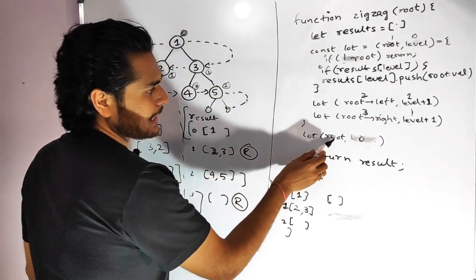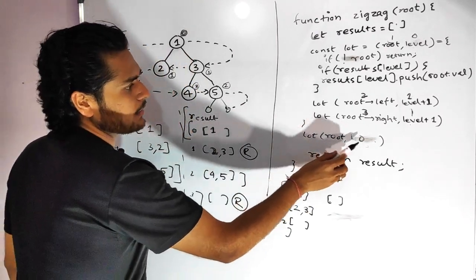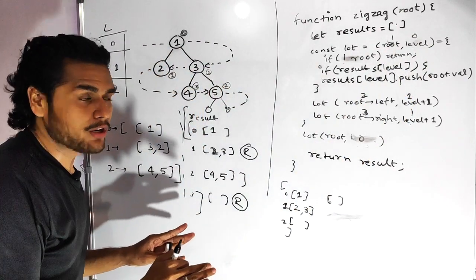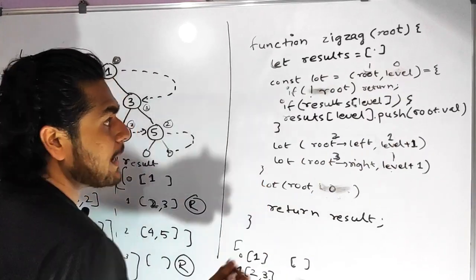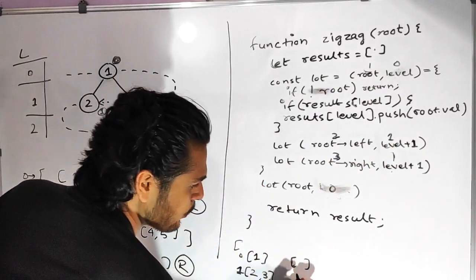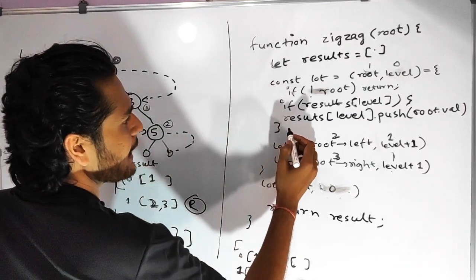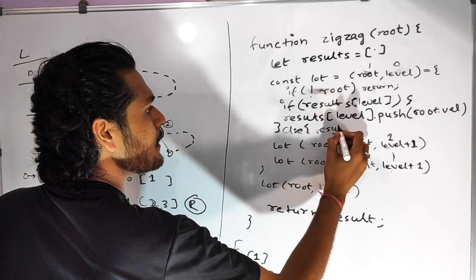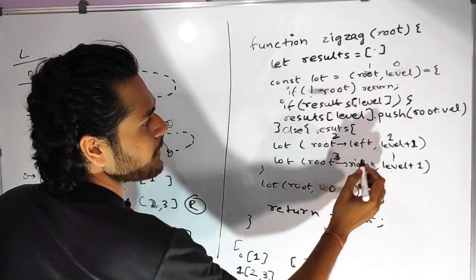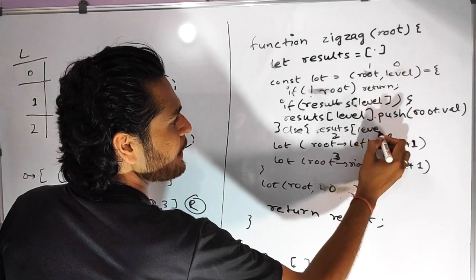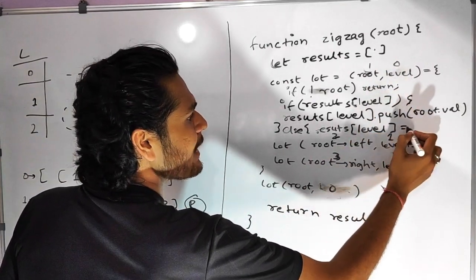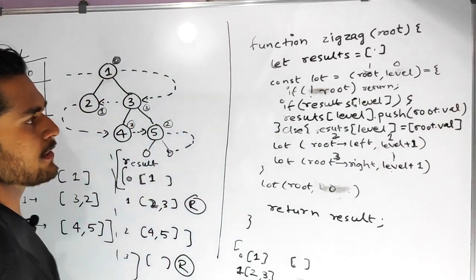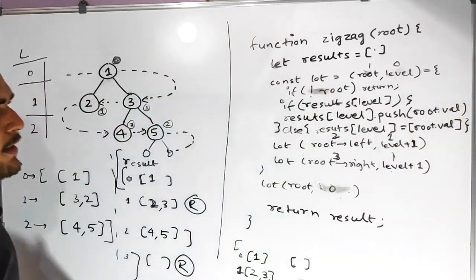Okay, so that means initially if it goes 1, 0, the results of level does not exist at this point of time. So don't push it, but instead create this bucket. Okay, so create this bucket and push it. So something like else results of level, if it is not there, then do results.level equals to root.val, and else will be closed over here.